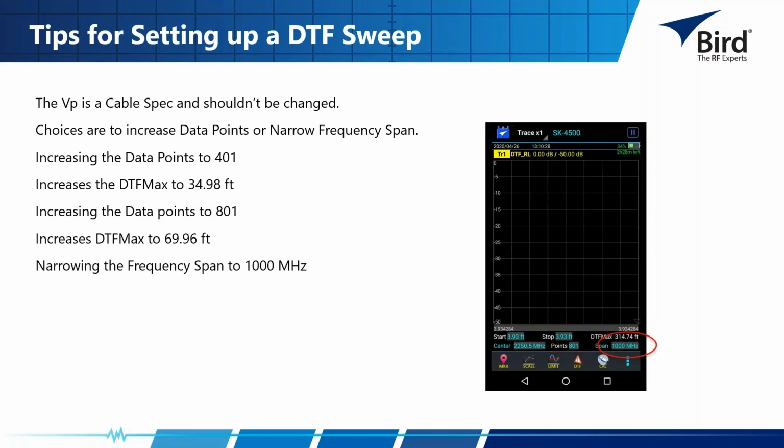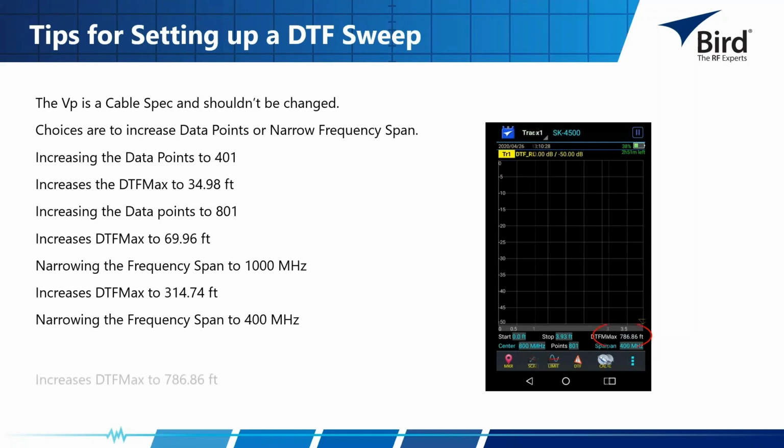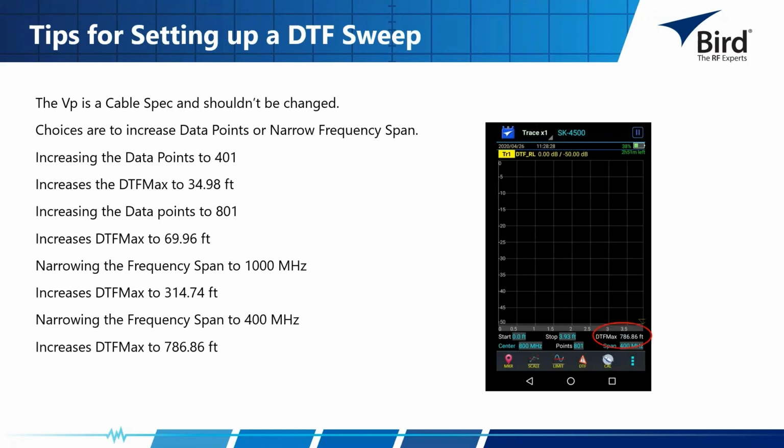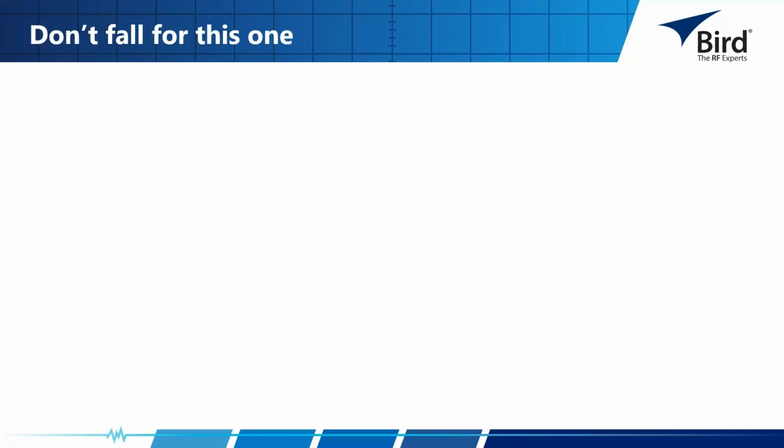Now, what if I narrow my frequency span down to 1,000? Now, I can see a cable 314 feet long. If I need to see a longer cable, I narrow my frequency span again to about 400 megahertz. And that increases my distance to 786 feet. So those are just some of the tips for increasing the length of a cable you can see.